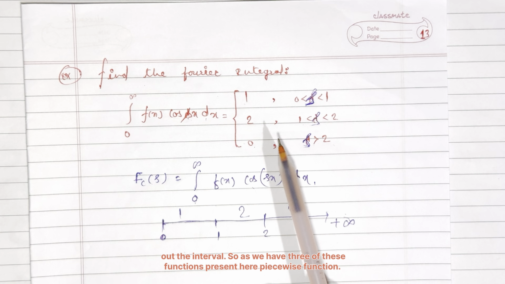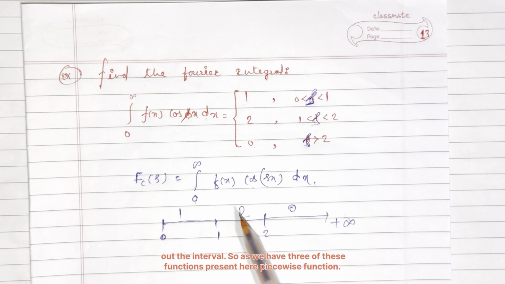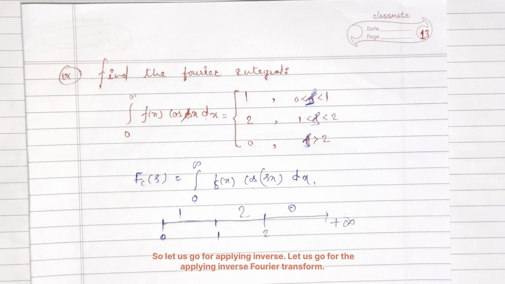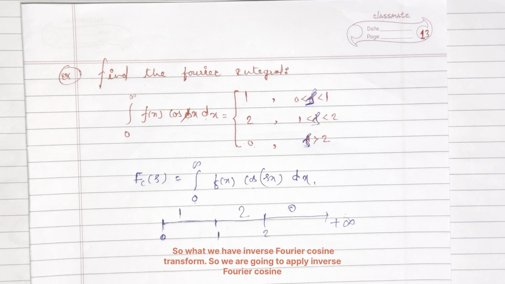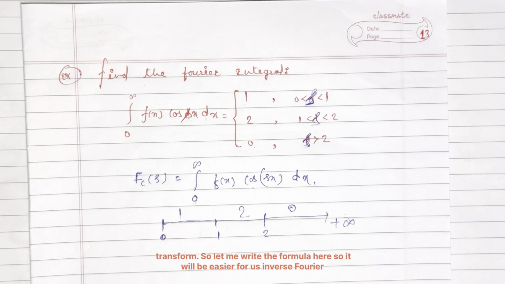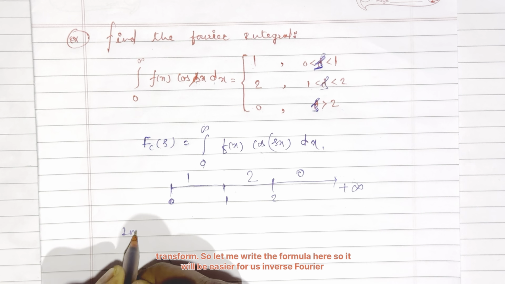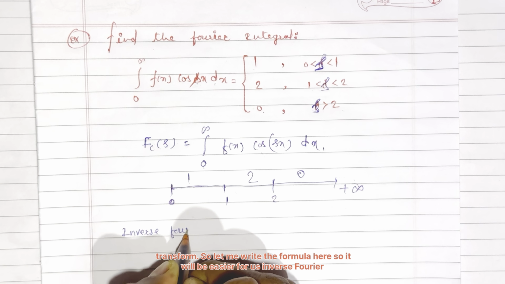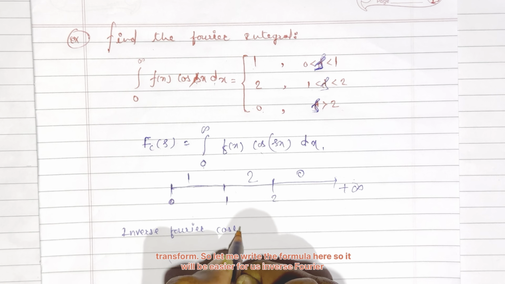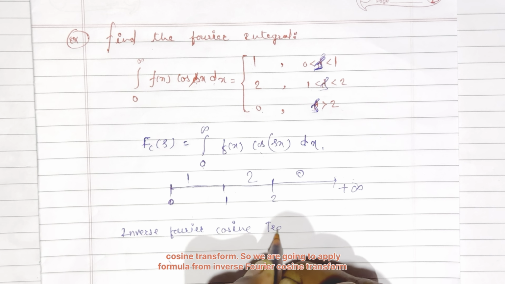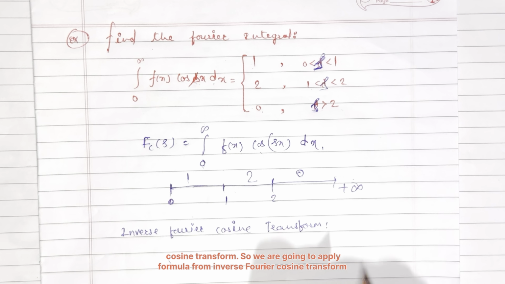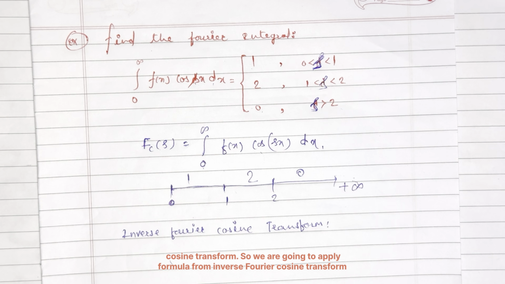As we have three pieces of this piecewise function present here, let's go for applying the inverse Fourier cosine transform. So we are going to apply the inverse Fourier cosine transform. Let me write the formula here so it will be easier for us: inverse Fourier cosine transform. So we are going to apply the formula for the inverse Fourier cosine transform.